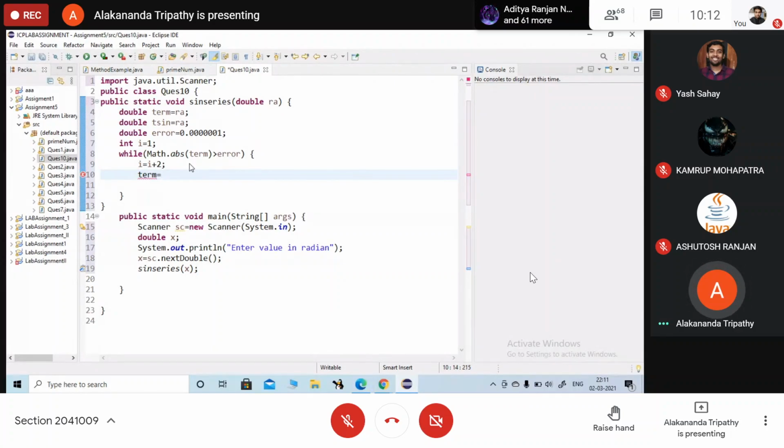And your term is equals to, can I write here minus term into, or alternating plus and minus into. यहाँ पर क्या करेंगे? RA into RA, then this value is divided by I into I minus 1. So now put the brackets carefully. ये brackets को भी carefully देना है. Put here a bracket.